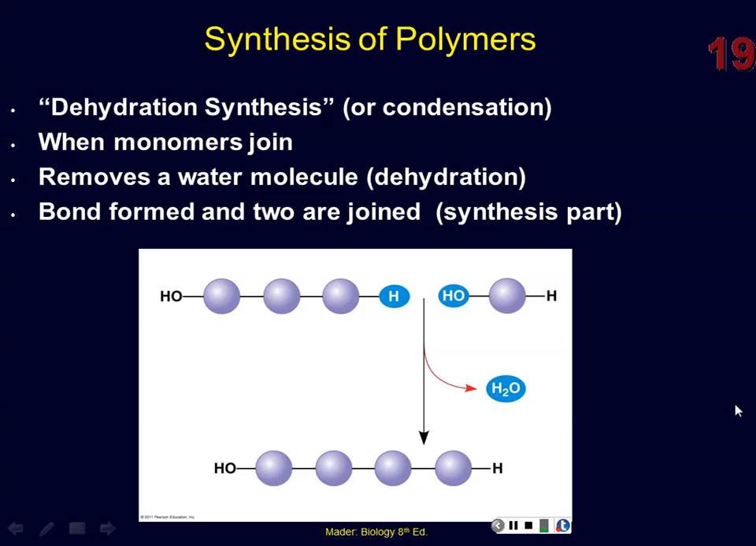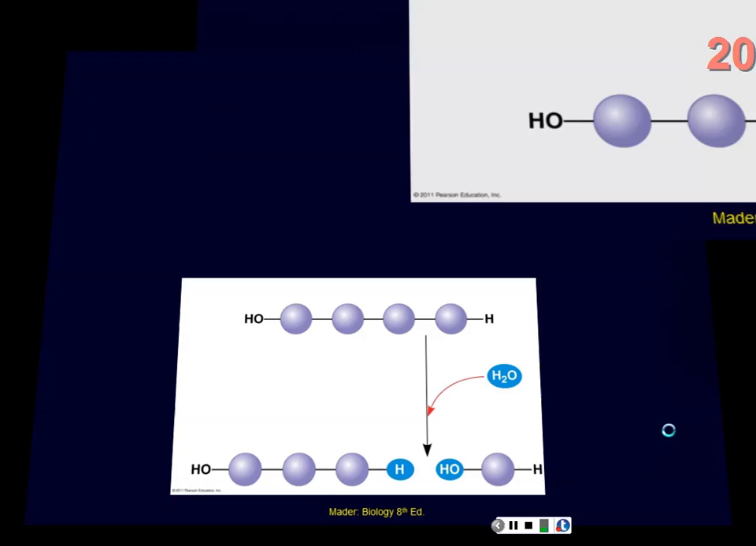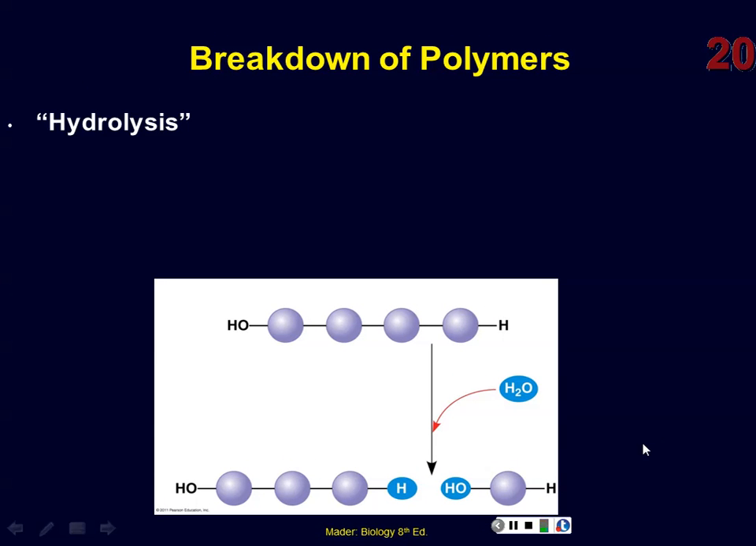This is how we build carbohydrates, etc. So think about this for a moment. What if I wanted to break down an organic molecule? If I've got a polymer and I want to break it down, what would I have to have? I would have to have water. That's exactly right. So the breakdown of a polymer is called hydrolysis.